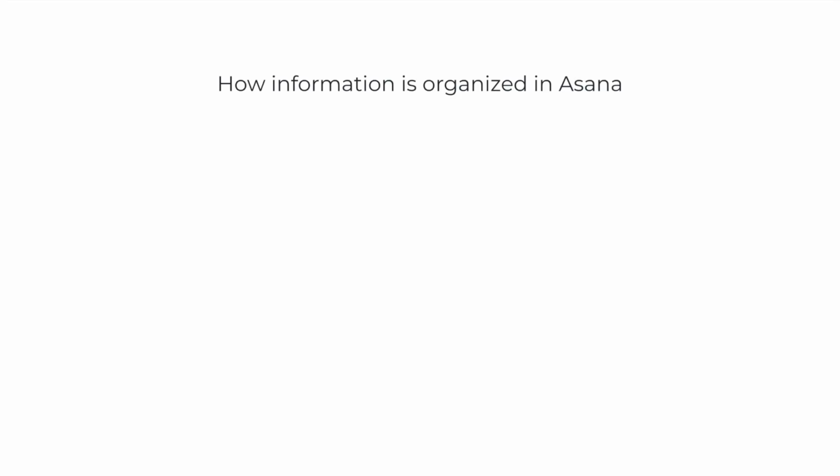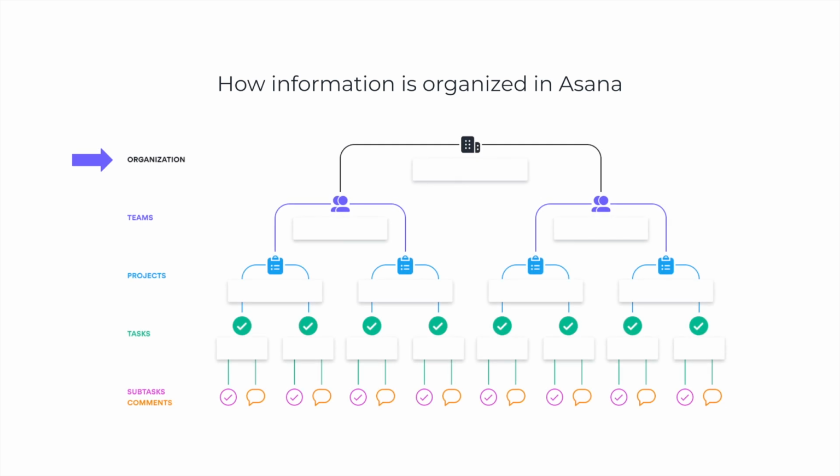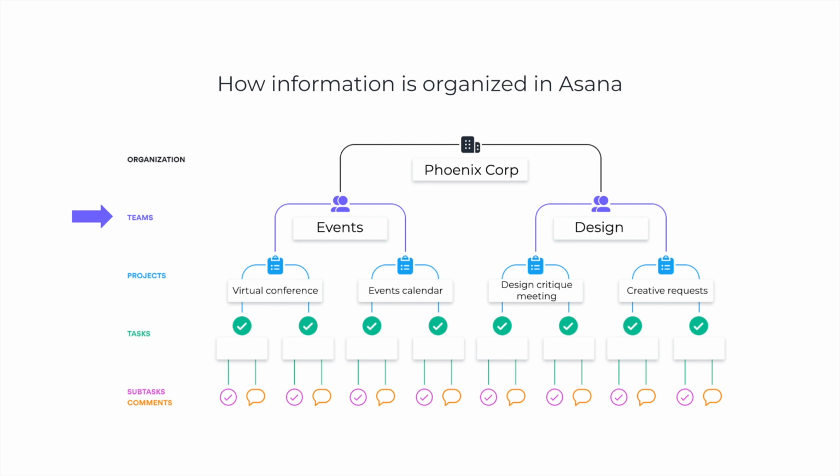Let's look at how information is organized in Asana. Organizations connect employees at the same company in a single space based on a shared email domain. Teams are groups of people in an organization that collaborate on projects. They may correspond to the teams in your org chart, like sales or marketing. As an example, the events and design teams at Phoenix Corp are both part of the same organization, but they'll create and manage projects within their own teams.